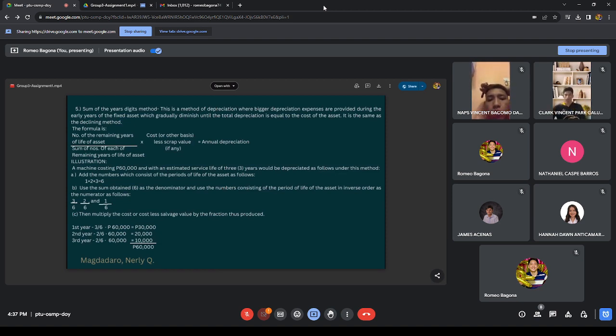annual depreciation. So here we have an illustration: a machine costing 60,000 pesos and with an estimated service life of 3 years would be depreciated as follows under this method.